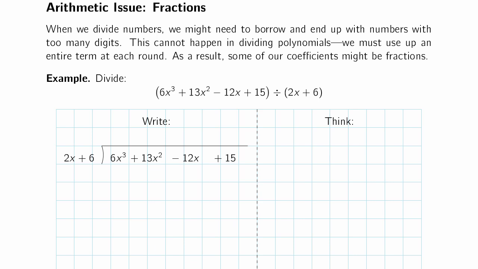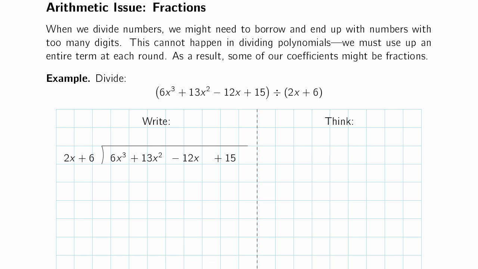The last possible issue with polynomial division that we're going to discuss is one that makes polynomial division both better and worse than division with numbers. When we divide numbers, sometimes we have to do some sort of funky borrowing or carrying. Maybe the first digit of our divisor doesn't go evenly into the first digit of our dividend, or maybe when we multiply there's some carrying that makes our number too big. That never happens with polynomials.